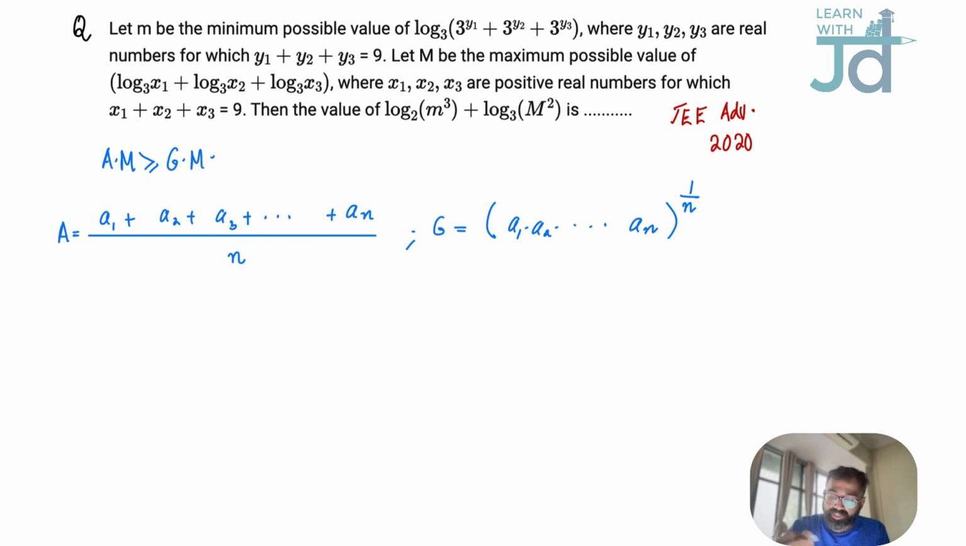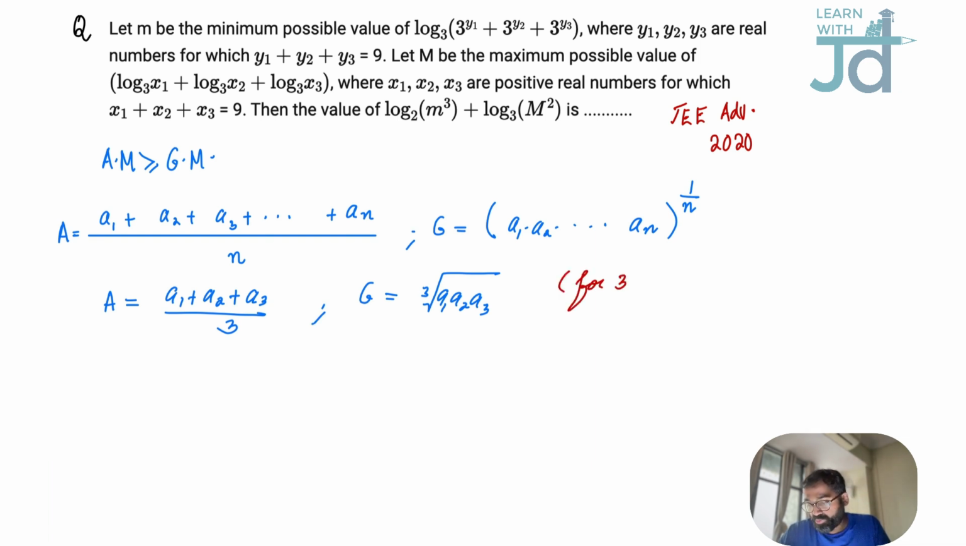Now if you have 3 numbers, obviously you only have to do this. The arithmetic mean will be A1 plus A2 plus A3 divided by 3, and the geometric mean will be the product of the 3 quantities and you take the cube root. So this will be for 3 numbers, and obviously we have to do it for 3 numbers in this problem. The concept you might have gone through while learning sequence and series.